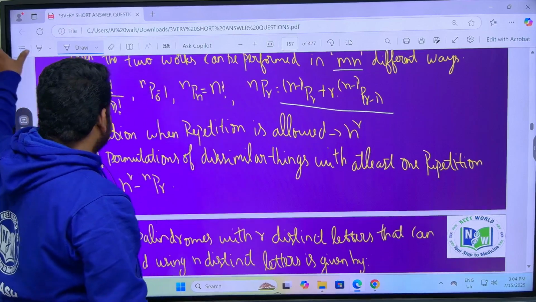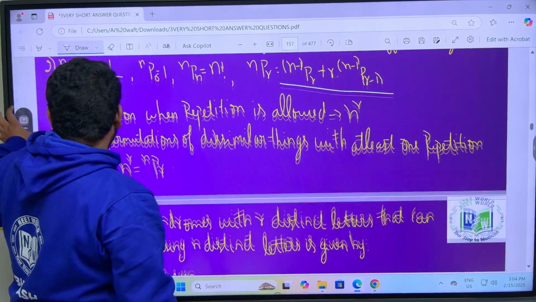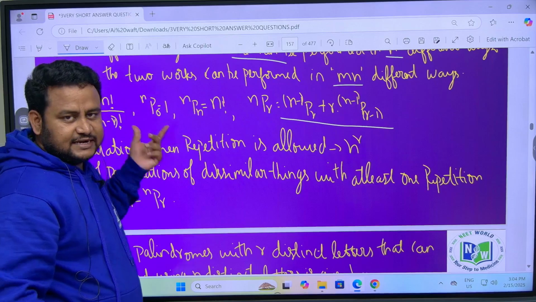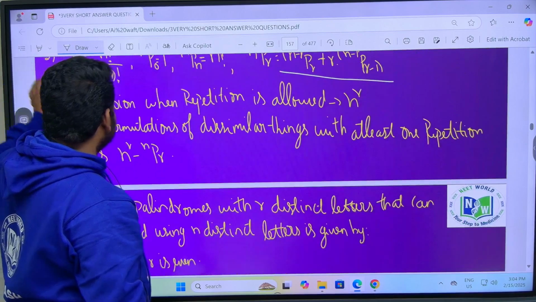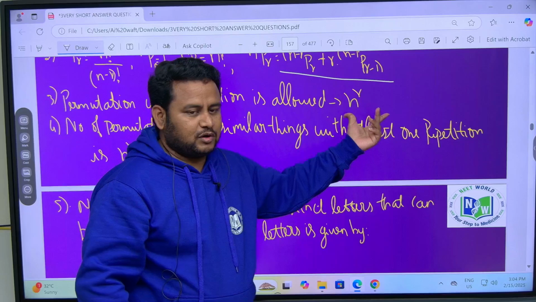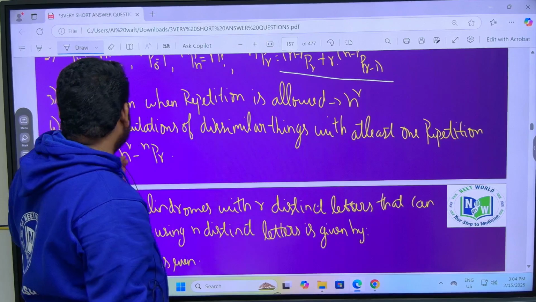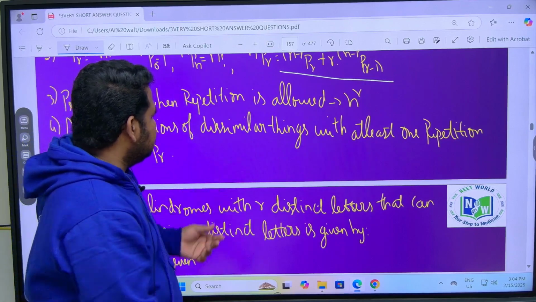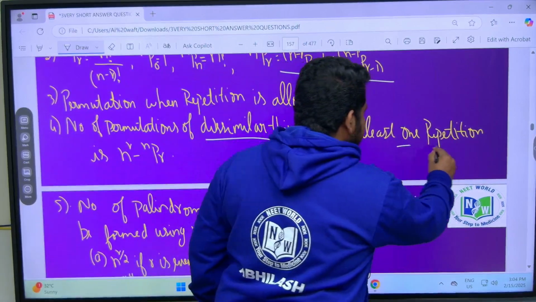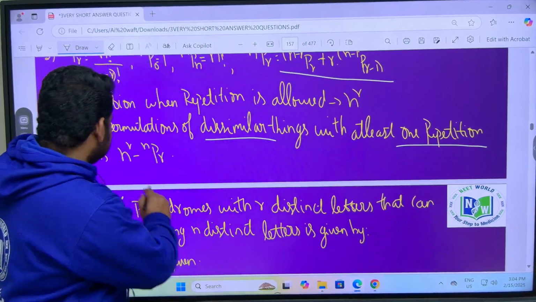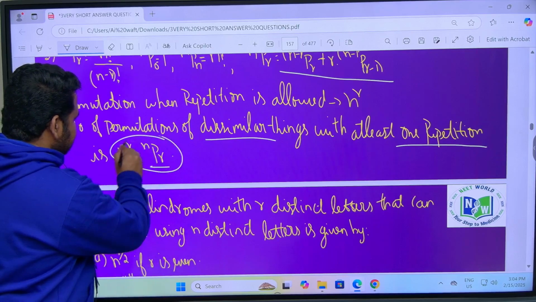Next thing, permutation when repetition is allowed. This is the permutation of n distinct things, n different things taken r at a time. That is this formula. But permutation when repetition is allowed is n to the power of r. Similarly, the number of permutations of dissimilar things, that is distinct things, with at least one repetition is allowed, that is n to the power of r minus nPr. This is also a very important result. You have to remember this.